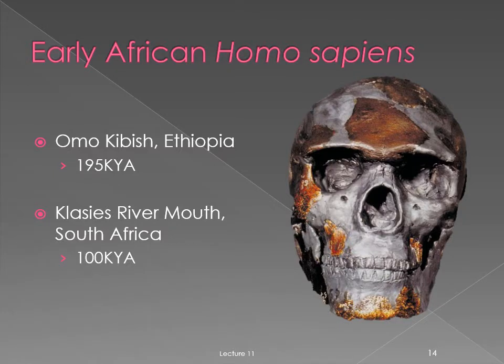The earliest fossils showing these characteristics come from Omo Kibish in Ethiopia and date to about 195,000 years ago, about the right time and place for Mitochondrial Eve. By about 100,000 years ago, sapiens had extended to sites along the southern coast of South Africa, like the Klasies River mouth cave.